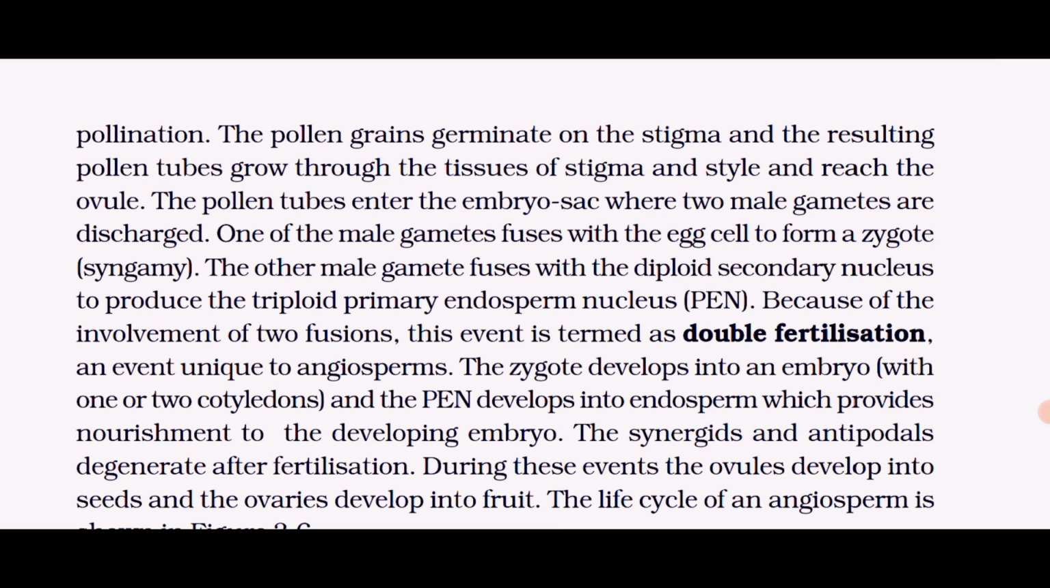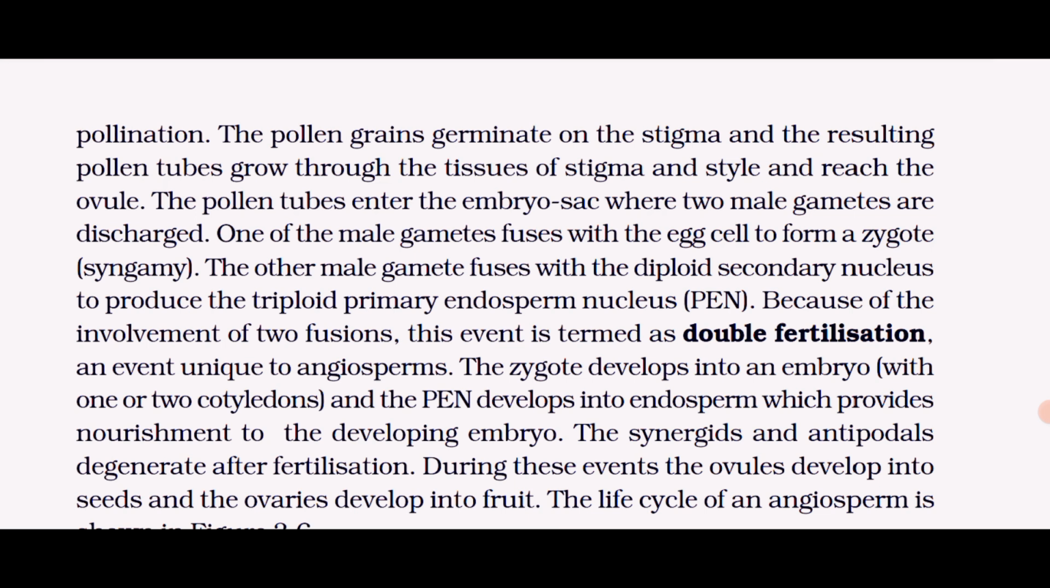One of the male gametes fuses with the egg cell to form a zygote, syngamy. The other male gamete fuses with the diploid secondary nucleus to produce the triploid primary endosperm nucleus, PEN. Because of the involvement of two fusions, this event is termed double fertilization, an event unique to angiosperms.